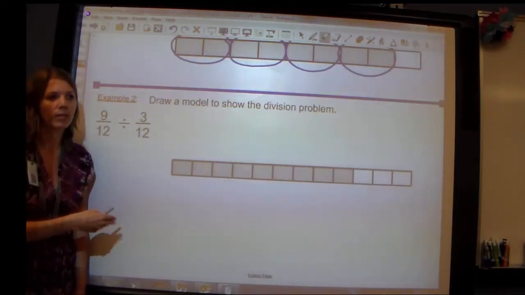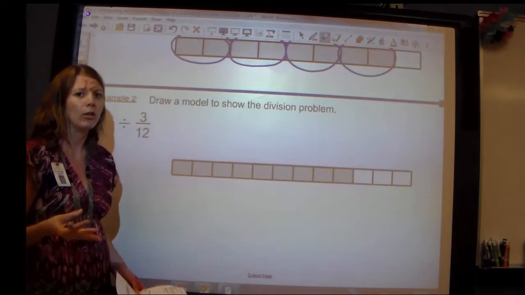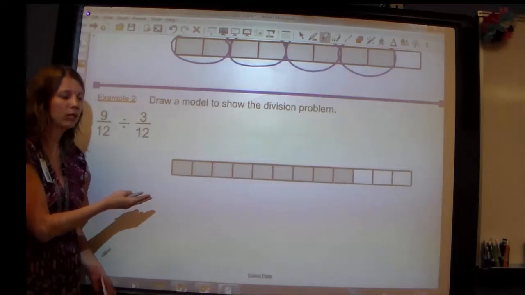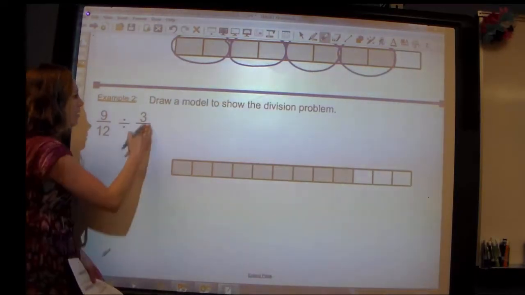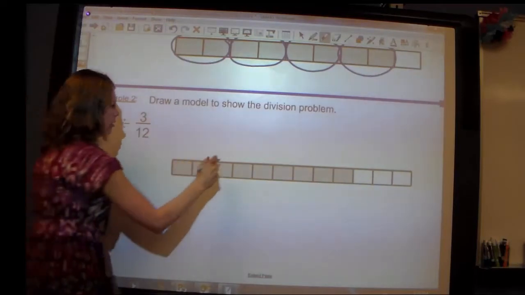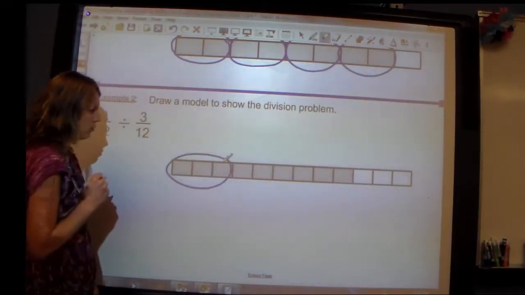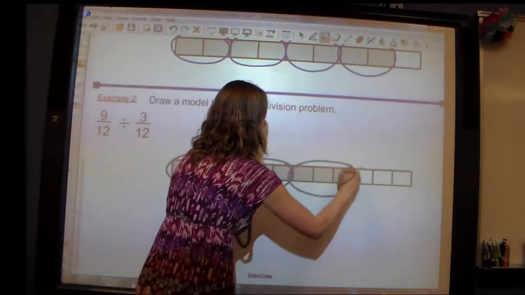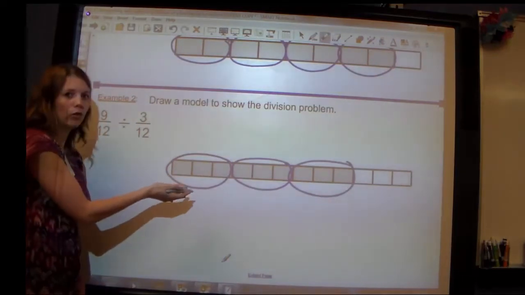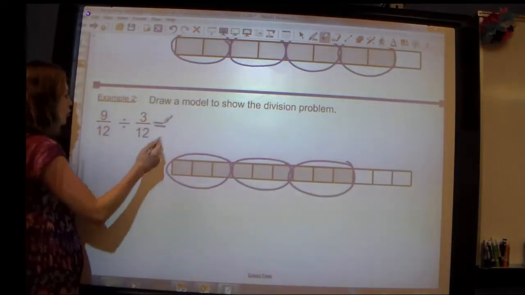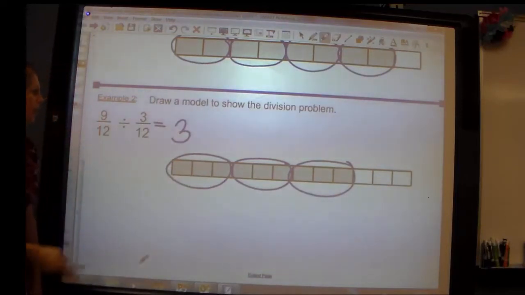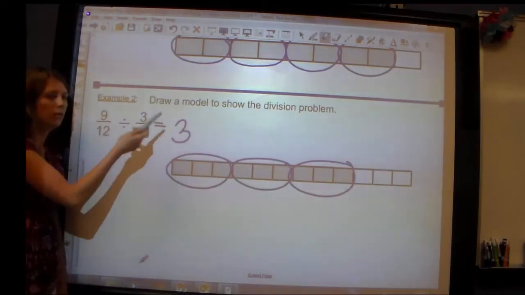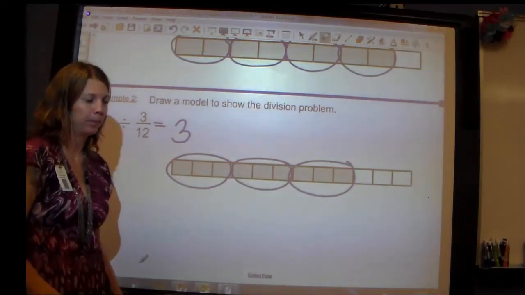Example 2, draw a model to show the division problem 9/12 divided by 3/12. Again, we can think of this as how many groups of 3/12 are there in 9/12? And again, they have the same denominator, so it can make it really easy for us by circling groups of 3, which represent 3/12. One group of 3/12, another group of 3/12, and one more group of 3/12. So how many groups are there of 3/12 in 9/12? You should say 3. If, again, you look at the numerators here, 9 divided by 3 is 3, 12 divided by 12 is 1, 3 over 1 is the same as 3.